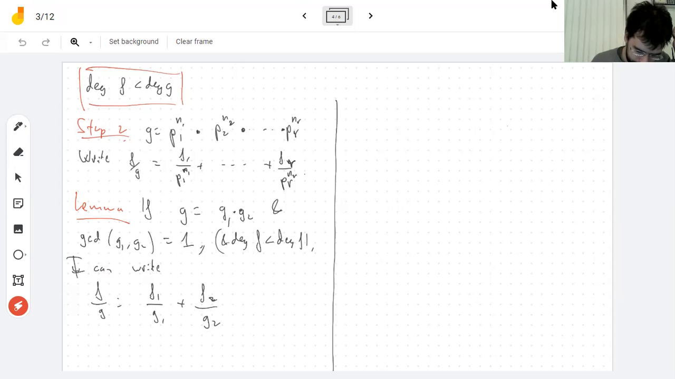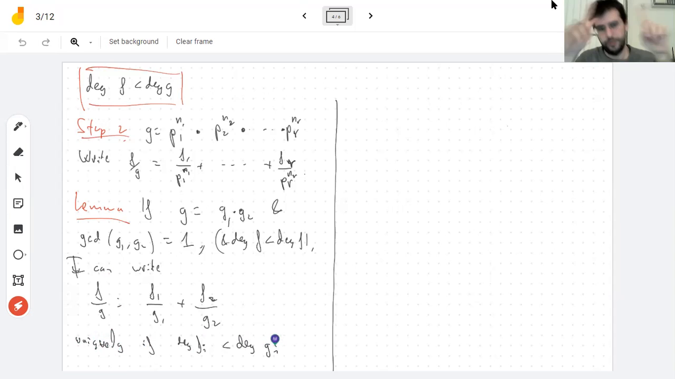And you can do this uniquely if the degree of each of the numerators is smaller than the degree of each of the denominators. So each is smaller than the one below it. If there were degree 1 and 4, you would have 0 and 3.